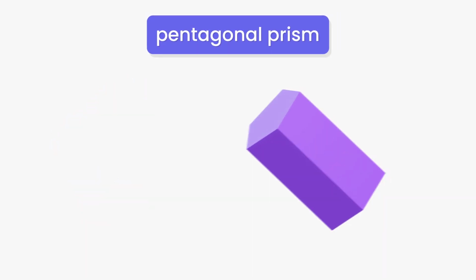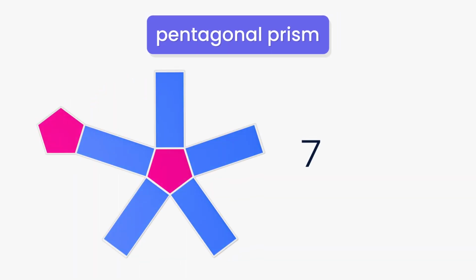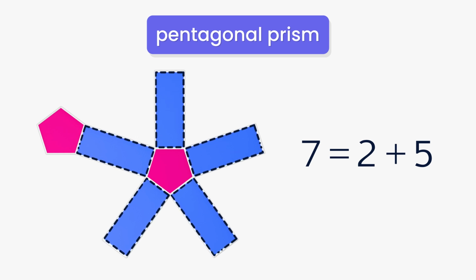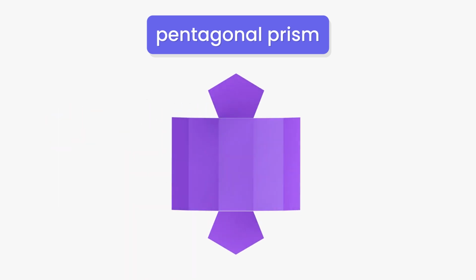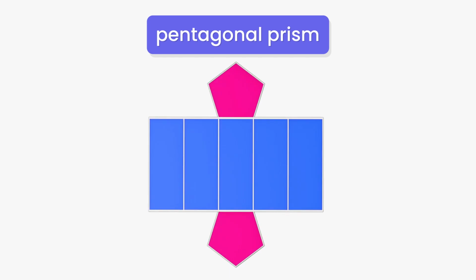Here is a prism with a pentagon as a base, making this a pentagonal prism. It has 7 faces in all, 2 pentagonal bases, and 5 rectangular side faces. Or, here's another way to unfold this prism.